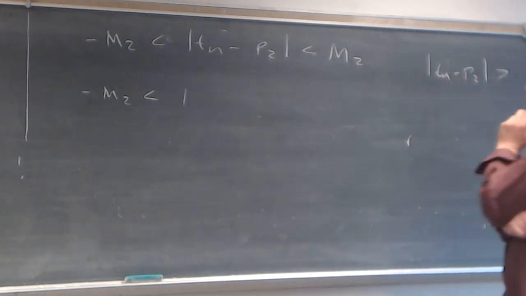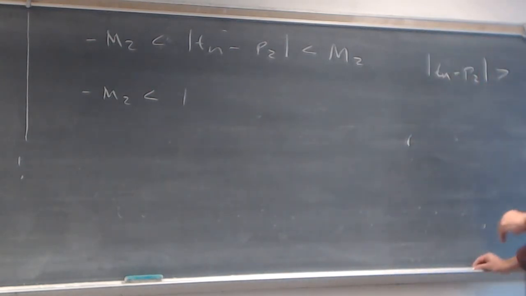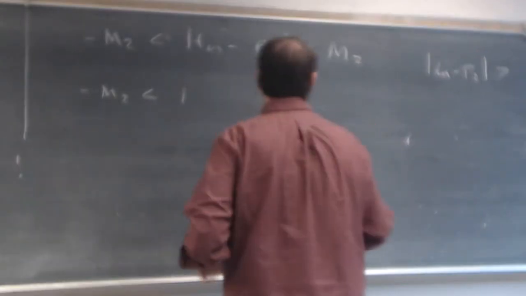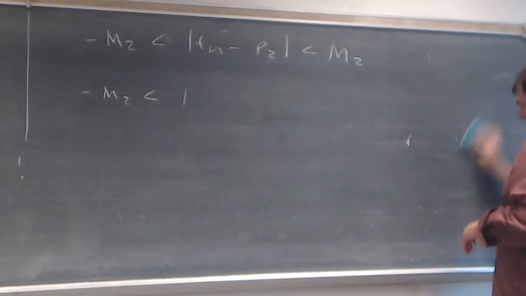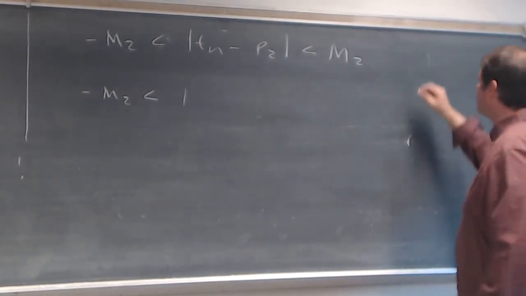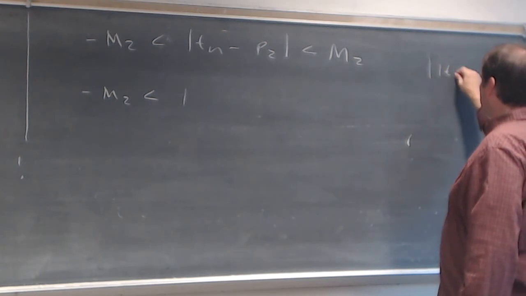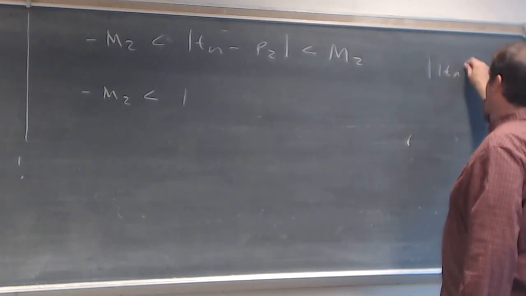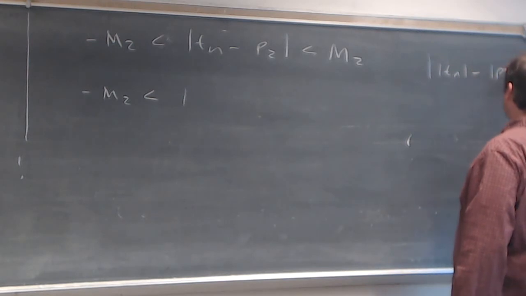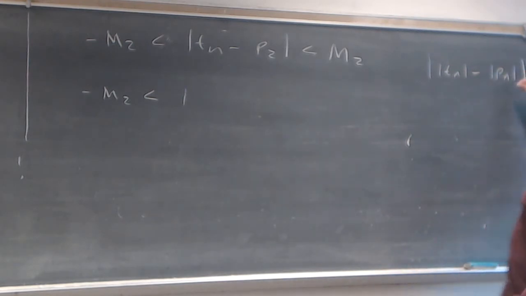Okay, so here there is something. Let's see. Is this the case? Let's try to make some comparisons. I'm going to think about things. So how about the absolute value of T sub n minus the absolute value of P sub n? Let's look at this guy and compare it somehow to this guy.